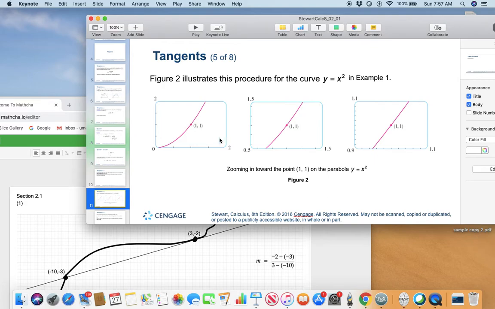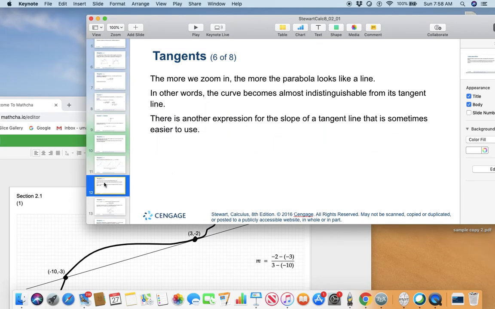Here is y equals x squared. That's the point (1, 1). You see the curvature? Okay. You zoom in some more. You see the curvature is less pronounced. You zoom in some more. Now it looks very much like a line. And that line is basically the tangent line. The more we zoom in, the more the parabola looks like a line. In other words, the curve becomes almost indistinguishable from its tangent line.